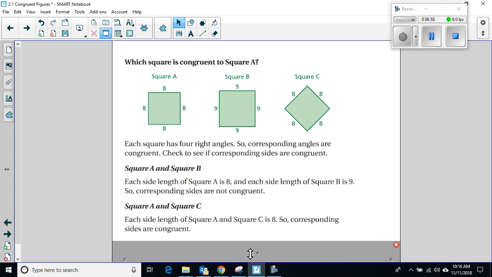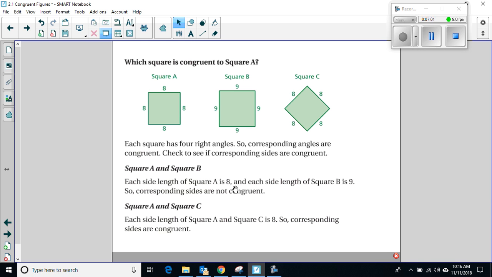Let's take a look at square A and square C. Each side length of square A and square C are both 8. So those corresponding sides are congruent. So the congruent square to square A would be square C.